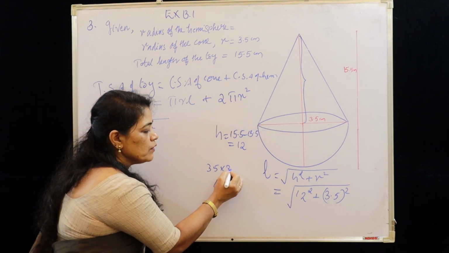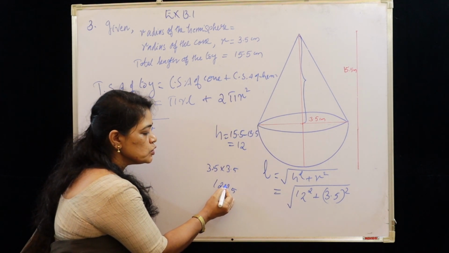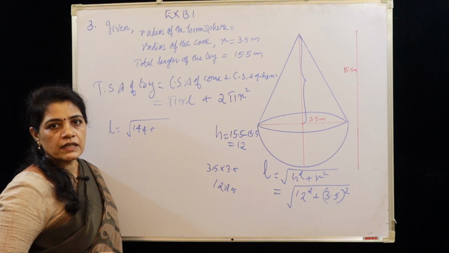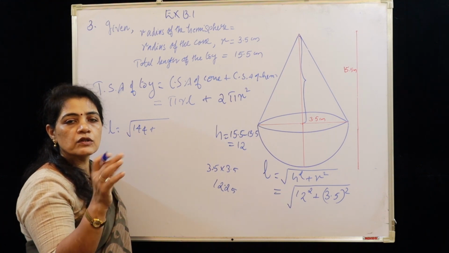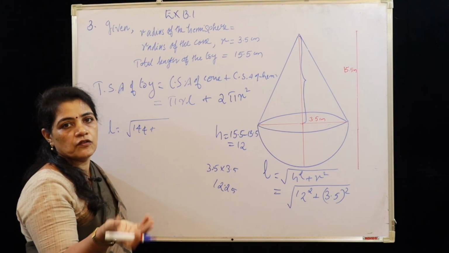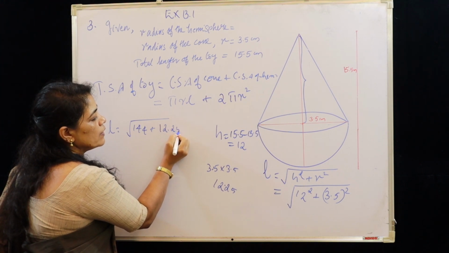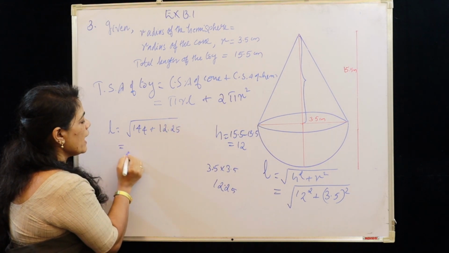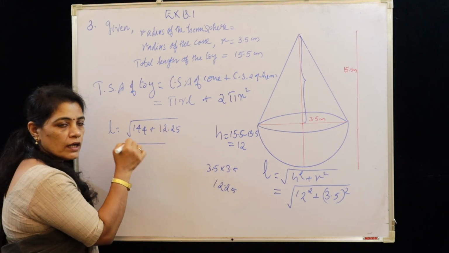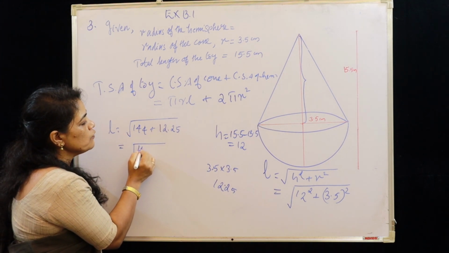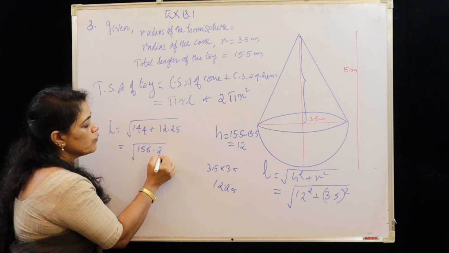So 3.5 into 3.5, two decimal places should be shifted to the left side, so 12.25. Hope it is clear. If it is 45, 25, for 4 the next consecutive number is 5, so 4 5s are 20, 25. Likewise. So 12.25, and by adding, 144 and 12 are in the whole number place. So 12 and 144 is 156, and 0.25.